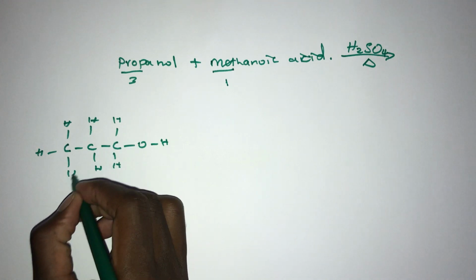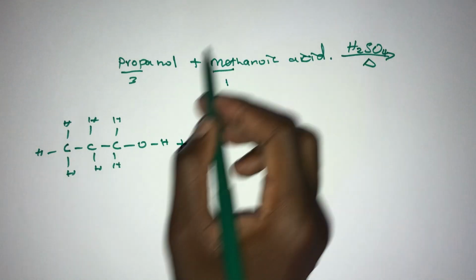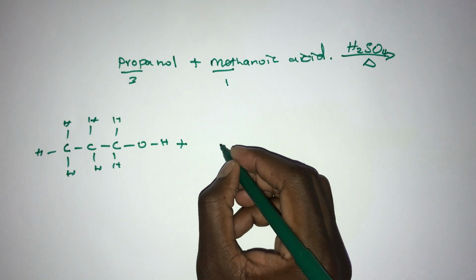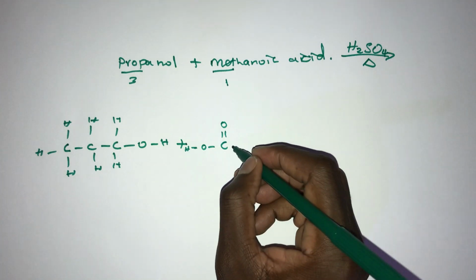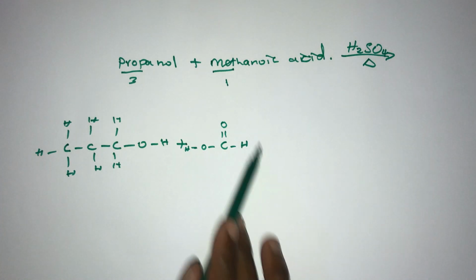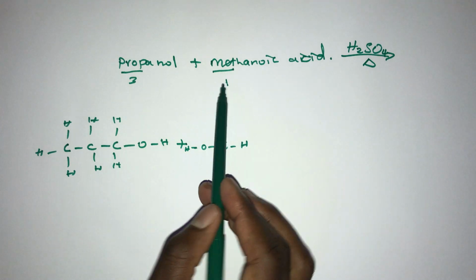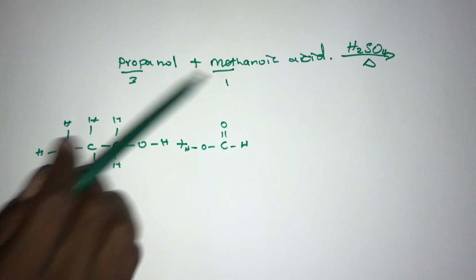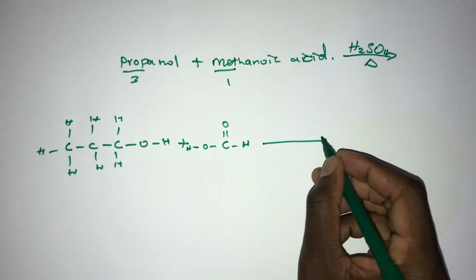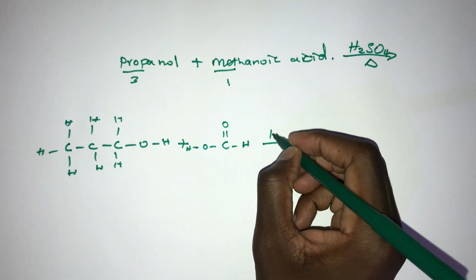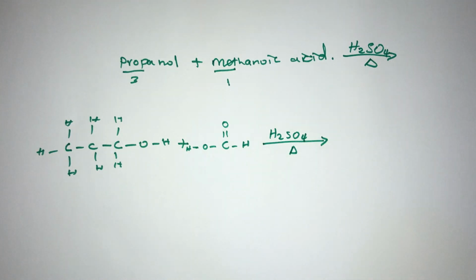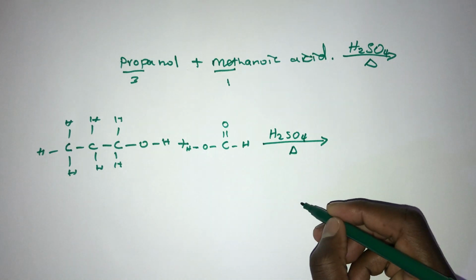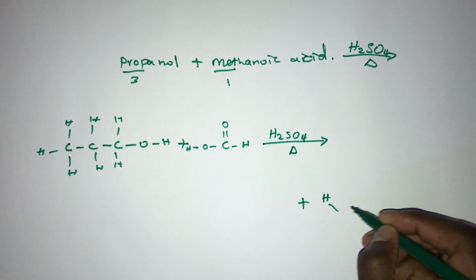Okay. So plus, now we must have our methanoic acid here. So C double bond O, then O bond H, then H this side. So this is our methanoic acid. Remember, meth means that it's 1, so it's 1 carbon atom. So we must have this arrow, and then we show that we have H2SO4 as a catalyst or the dehydrating reagent plus heat. And then now remember, one of the products is going to be H2O.